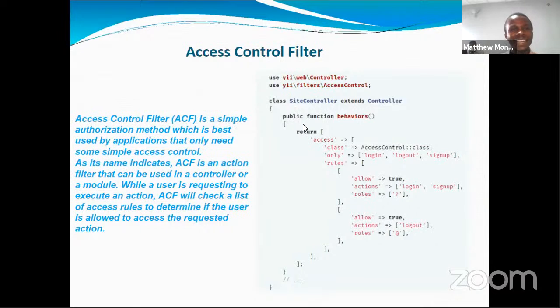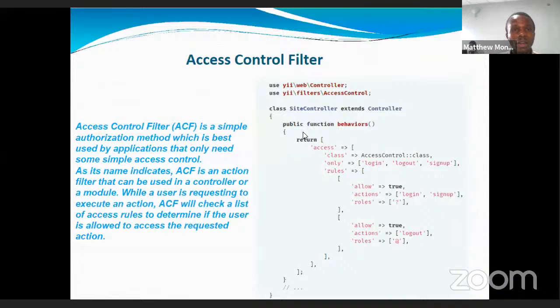Access control filter is a simple authorization method which is best used by applications that only need some simple access control. Okay, what it means is this: being another form of authorization, it is often used when you just need to simply check who the user is. It's a simple method as opposed to the other, which is role-based access control. This access control filter is for a basic website or some website that does not need a much more robust authorization system.